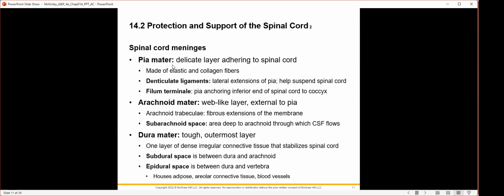We have pia mater touching the spinal cord. You do not have to know these terms. You have arachnoid mater, which is the next layer with that subarachnoid space. And then you have dura mater, which is the outermost one. And we have these subdural as well as epidural spaces. Again, same meninges as around the brain.